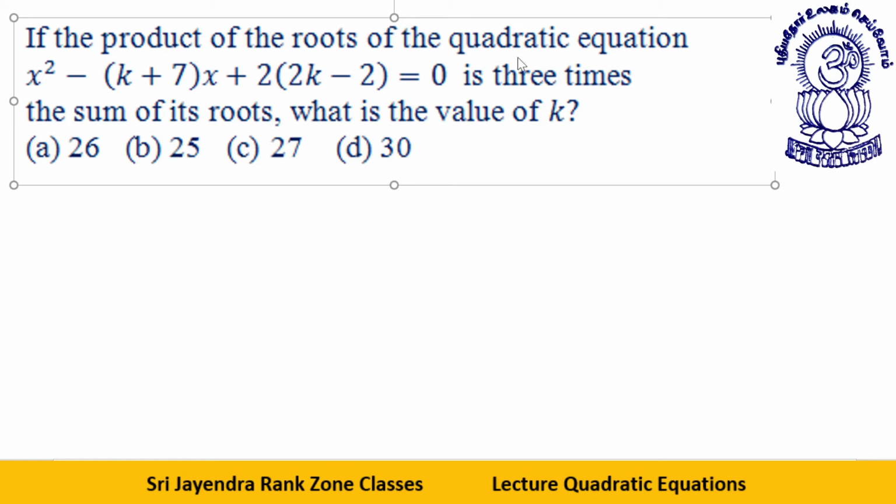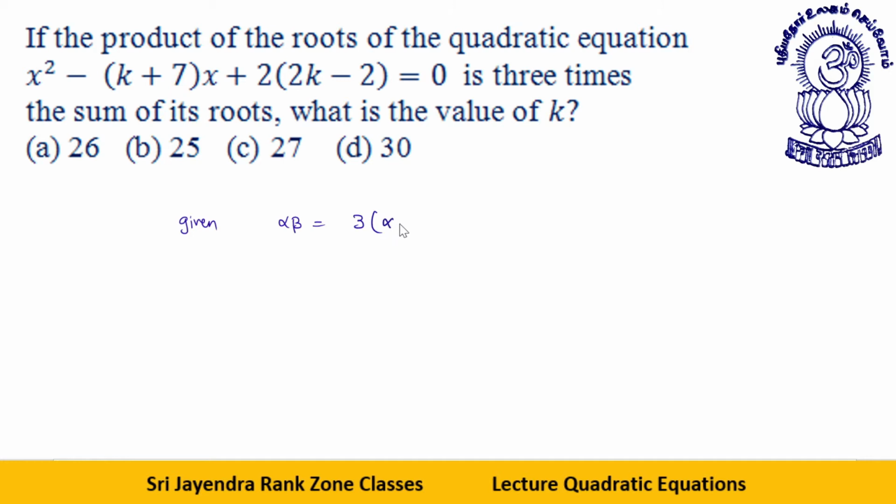If the product of roots of the quadratic equation is 3 times the sum of its roots, what is the value of k? What is given to you? It is given that the product of the roots of the equation is 3 times the sum, so alpha beta upon alpha plus beta is equal to 3. Dear students, there are two ways of doing this. Either you can do it in detail, or you can use the concept which I showed you just a minute back.